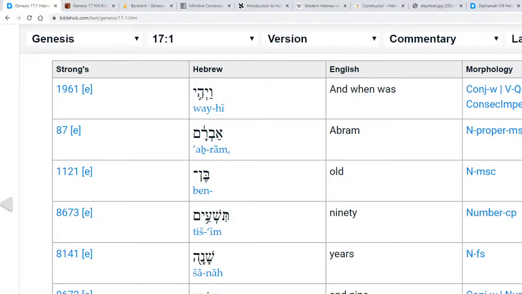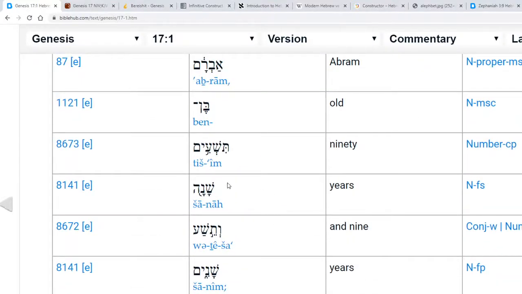They're telling you Ben and Tishim are in one construct form, which I generally agree with. So Tish'im is 90 in the common or masculine form. Shana is year in the singular. Now, why this gets translated as "years" is that in English, when we're talking generally, we pluralize a word, and in Hebrew, when we're talking generally, we'll actually use a singular form of the word. That's why the word year is in the singular, although you'll see we'll also say it in the plural.